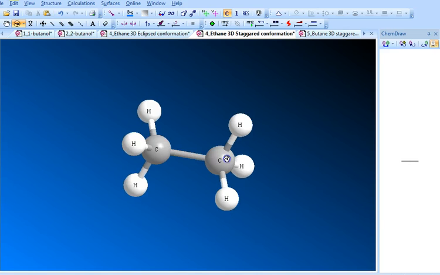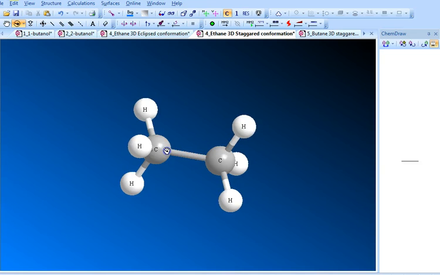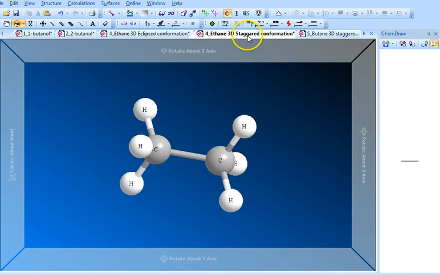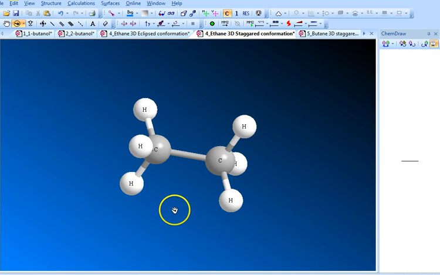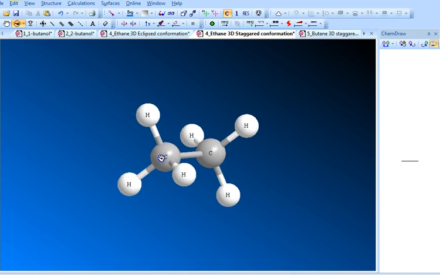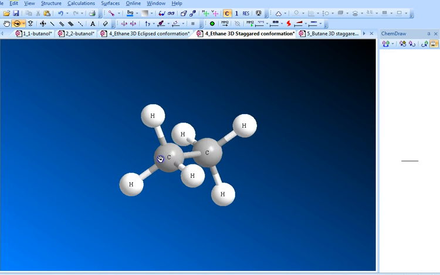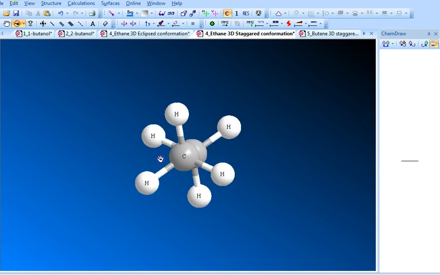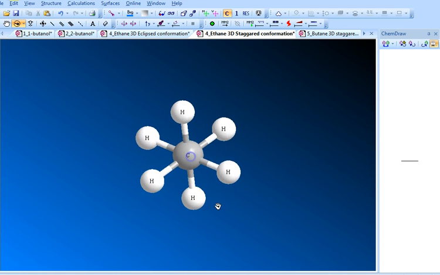Now we said that there is a difference in energies of the different conformations. We said this is a staggered conformation, and the staggered conformation is the most stable conformation. So let's go ahead and rotate this molecule in such a way that we overlap this carbon over the second carbon. And here you go. You have a staggered conformation.